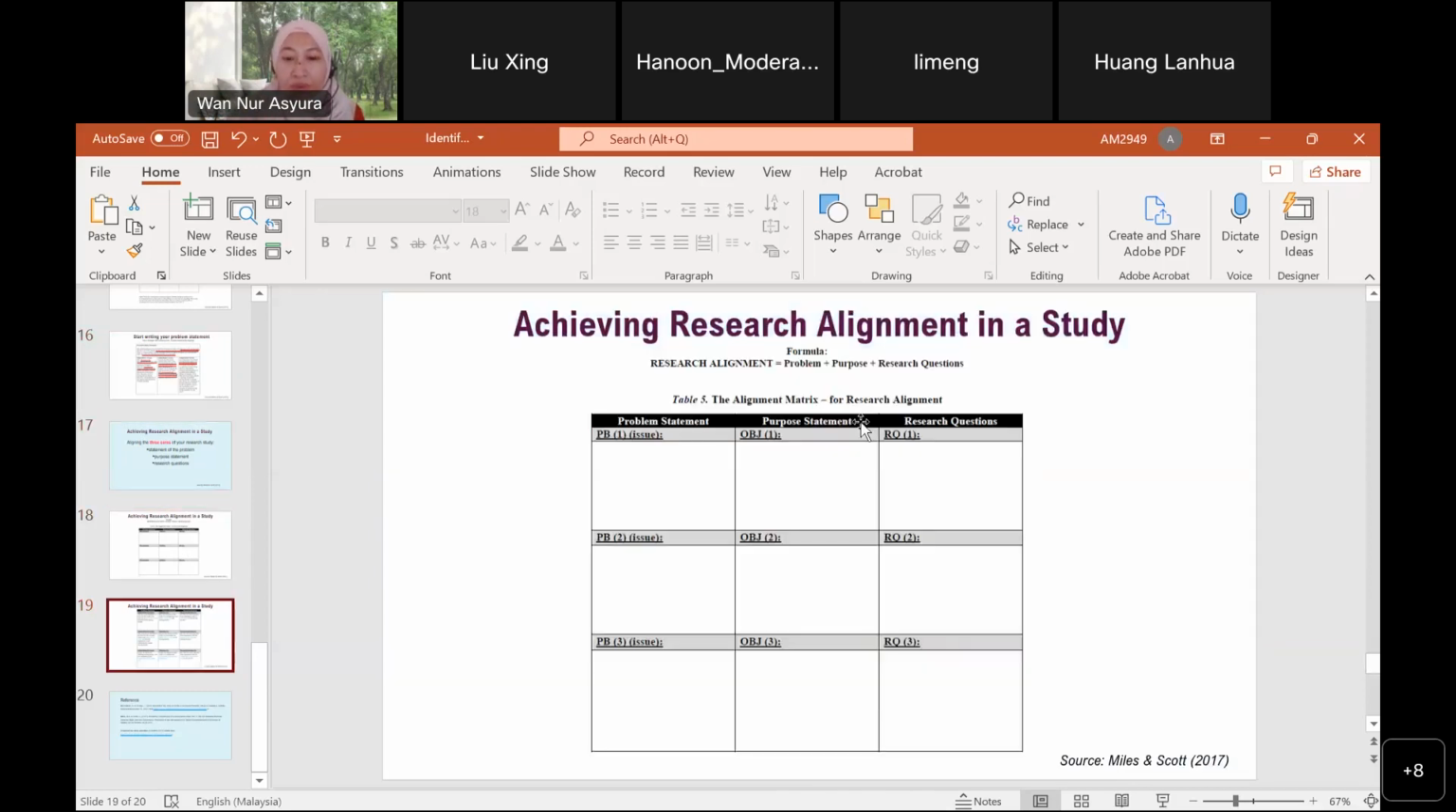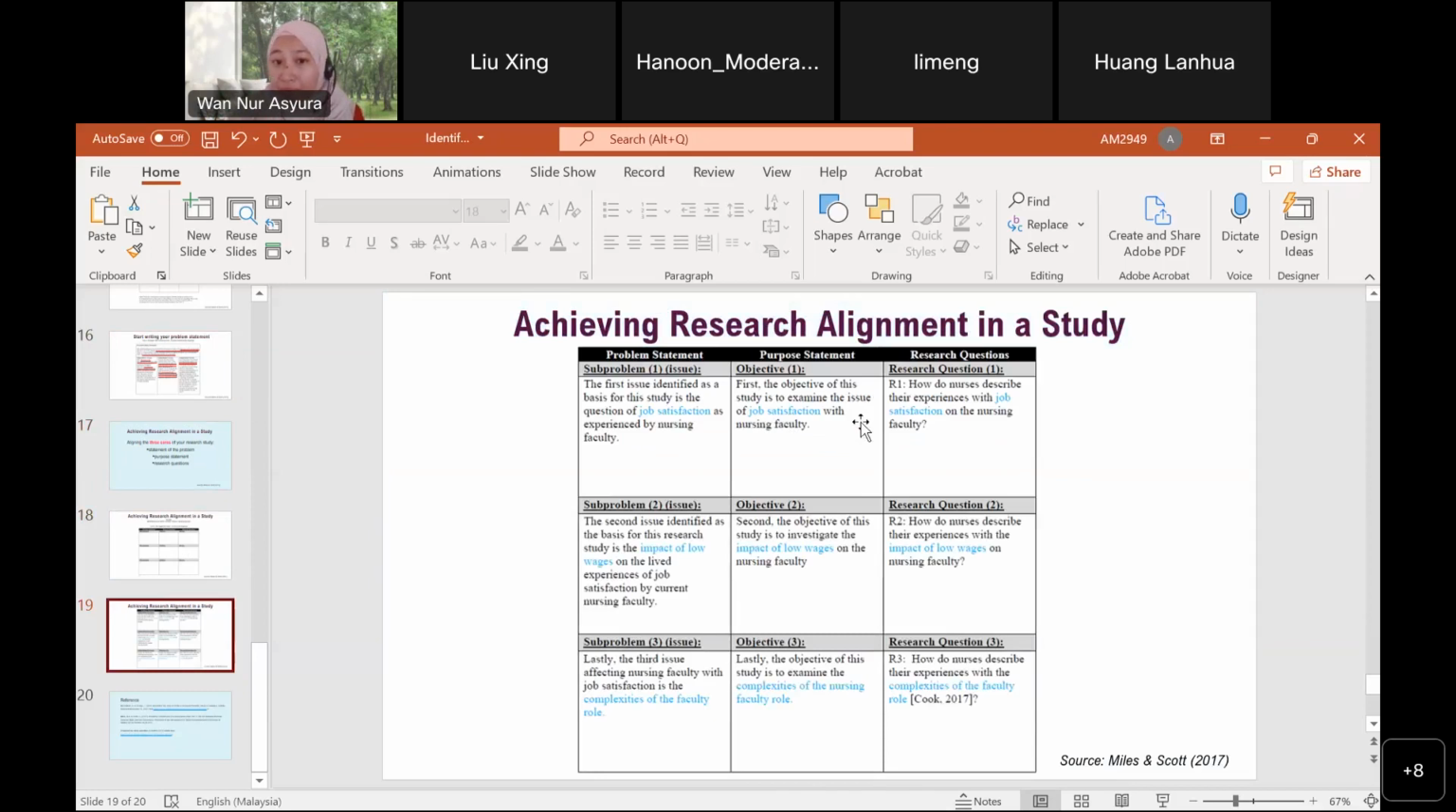And then if you ask me about the purpose statement, it comes from the objective that you write in your thesis or in your proposals. And then this is the research question. So when you plan your writing in this manner, then you will achieve research alignment, and your examiners will not question whether or not your research is aligned. All right? Did I answer your question?